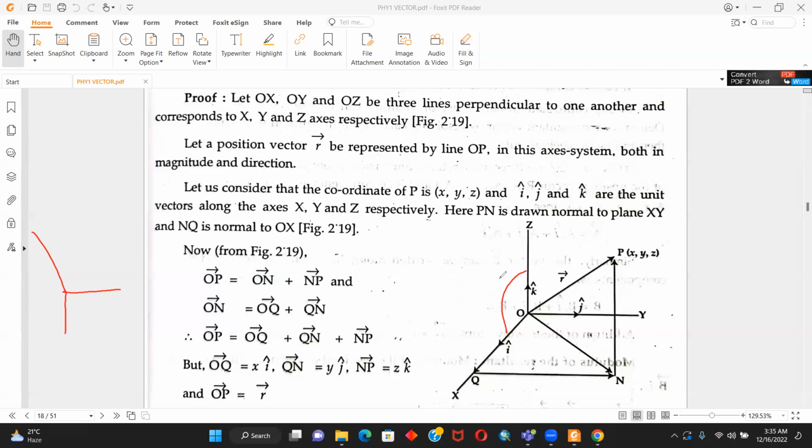OX and OZ are perpendicular to each other. Do you understand that? Say this is OX. This is the point O, and this is X and Z. So look at your wall plane. Let me show a picture.